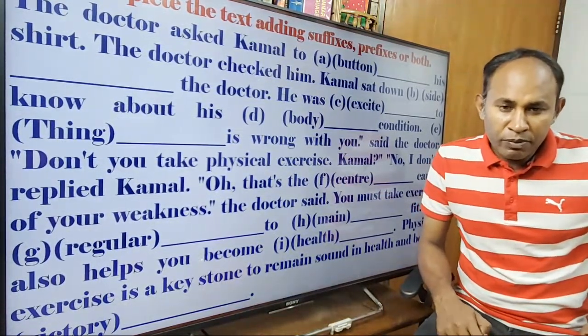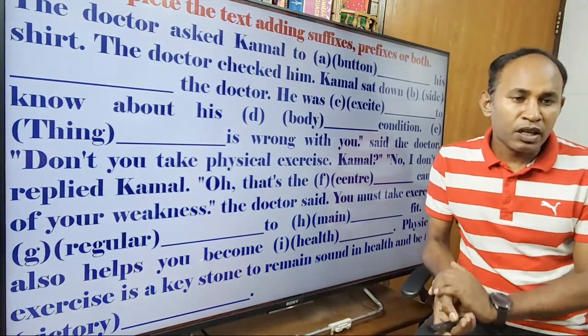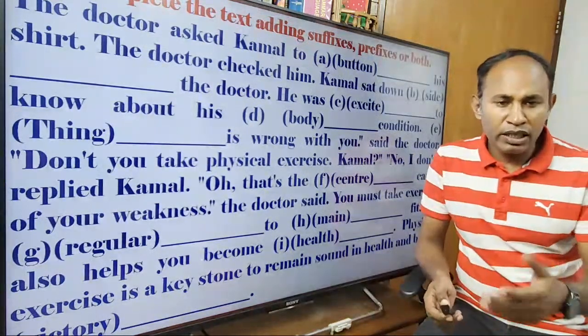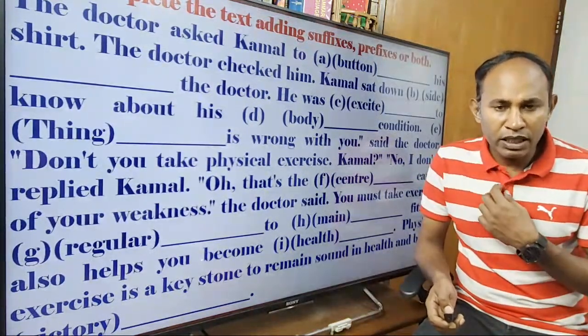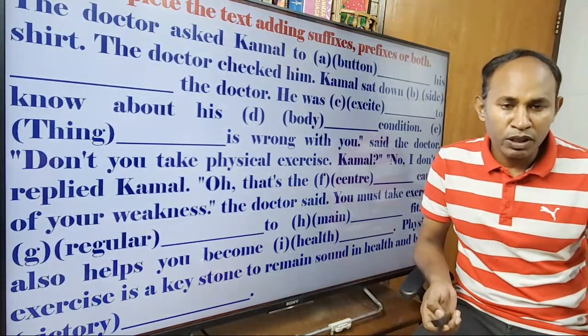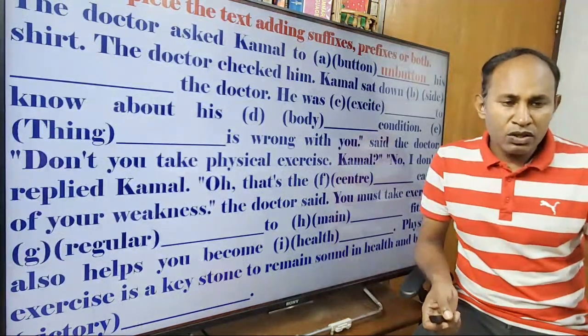Okay, that's good. You have completed writing the answer. Okay, let's match. The doctor asked Kamal to unbutton his shirt. Button actually is a verb here. So unbutton means to open the buttons. So unbutton his shirt. The doctor checked him.